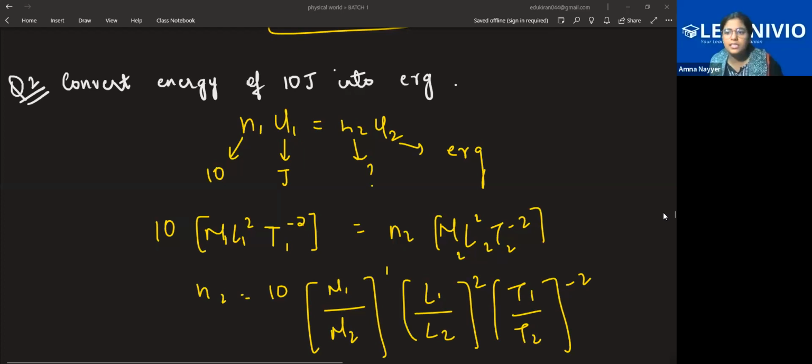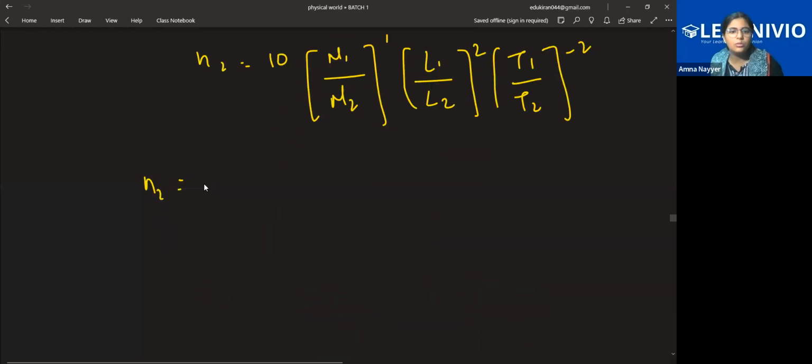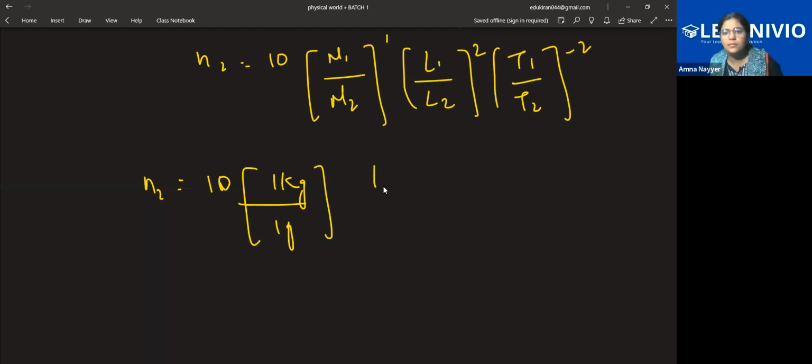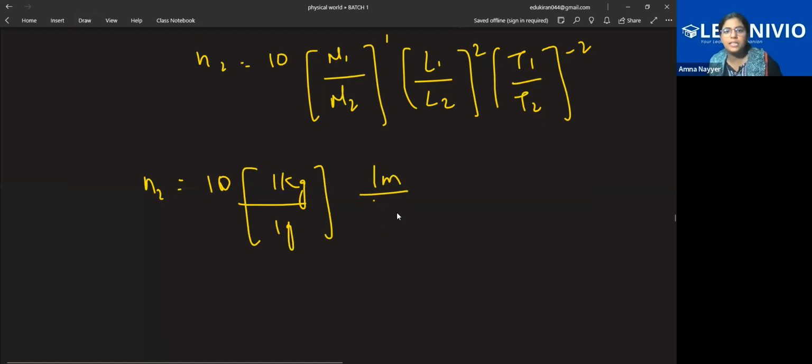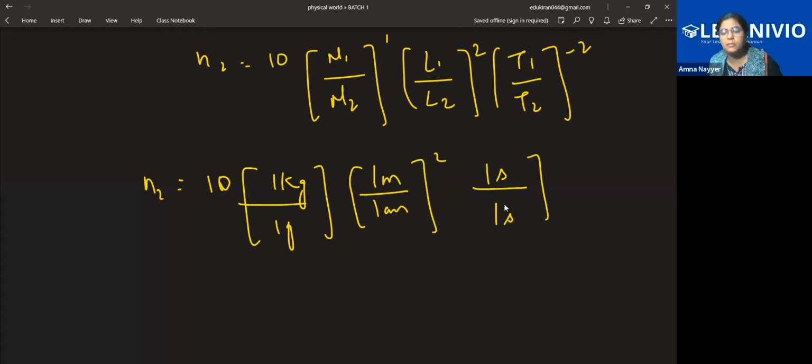See, so this is how we'll write. Now N2, we have to write all in the SI and CGS system. So mass 1 kg by 1 gram. L1, 1 meter by 1 centimeter. 1 meter by 1 centimeter to the power 2. And 1 second by 1 second to the power minus 2. This will again be cancelled.